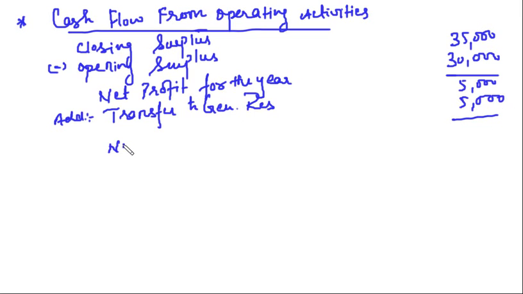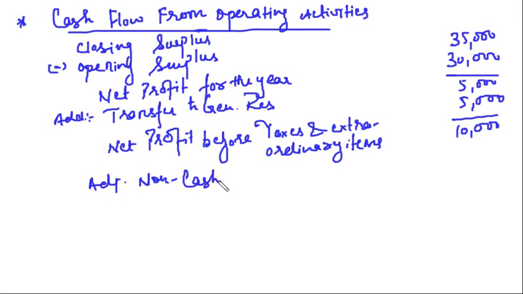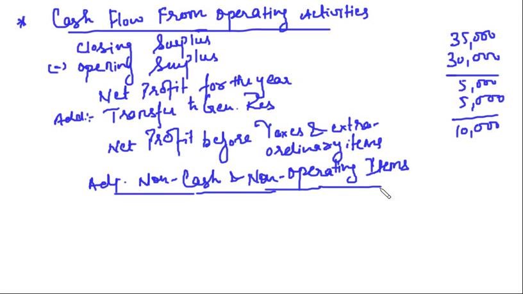So what is the net profit before taxes and extraordinary items? What is the net profit before taxes and extraordinary items? This is 10,000. Now we have to adjust non-cash and non-operating items. Clear? We have to adjust non-cash and non-operating items. So what are the non-cash and non-operating items?